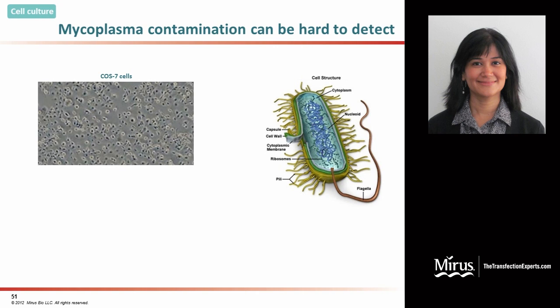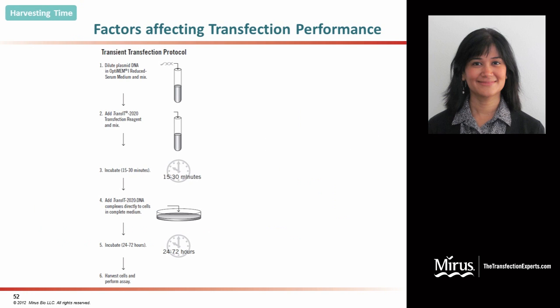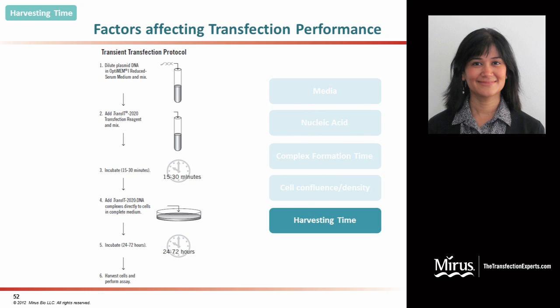In some cases, it leads to a severe decrease in transfection performance, whereas in some cases, you might get unrealistically high transfection rates. With a lot of PCR kits available now to detect mycoplasma, it has become easy to actually perform mycoplasma contamination tests in the lab. Our advice, if you suspect mycoplasma contamination, is to completely discard contaminated cultures. Or if you do not have that option with precious samples, you can always treat with antibiotics that are recommended for mycoplasma elimination.